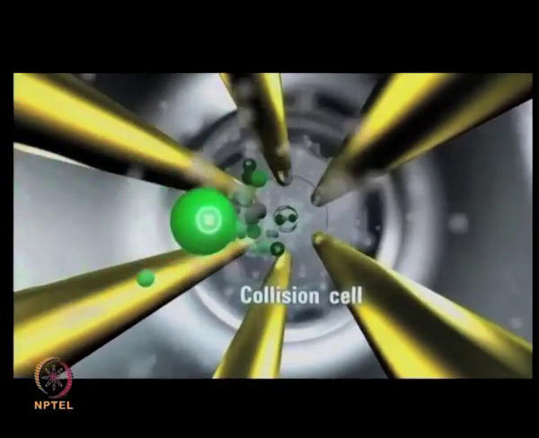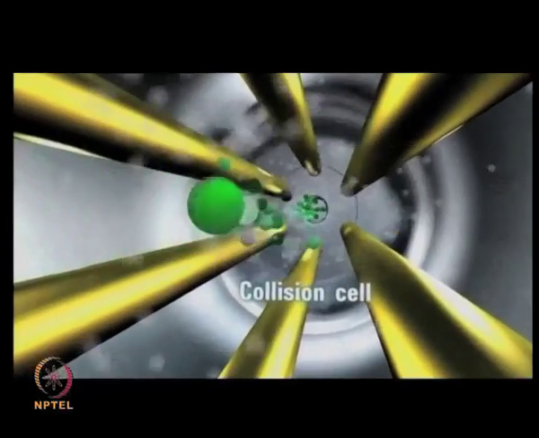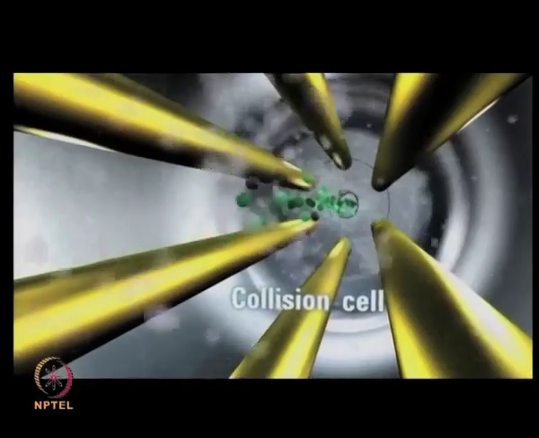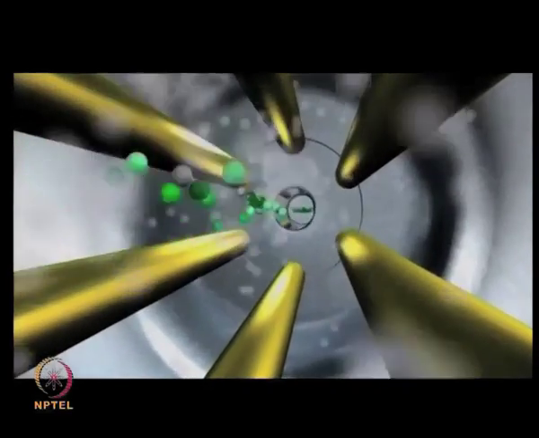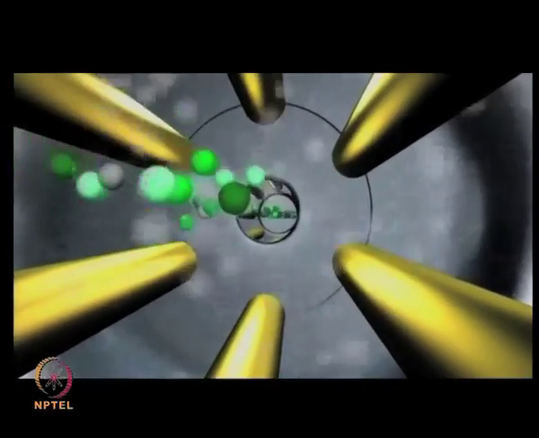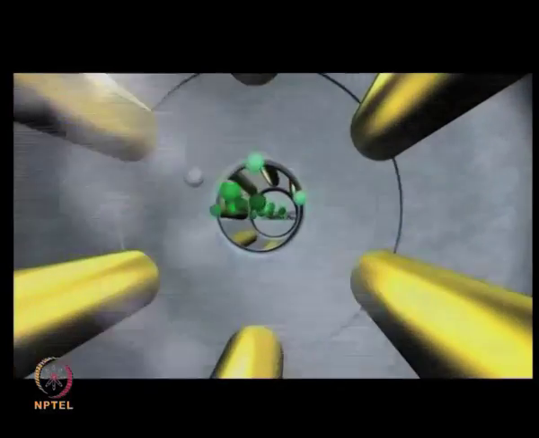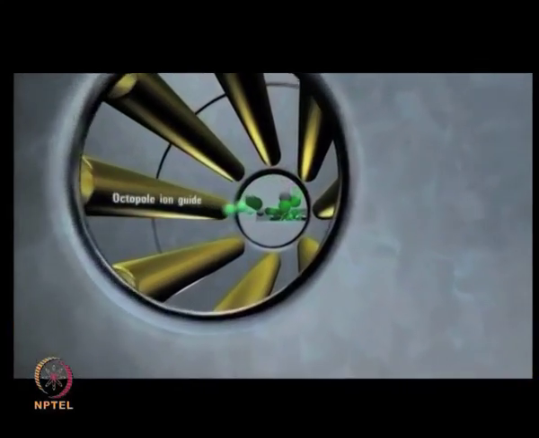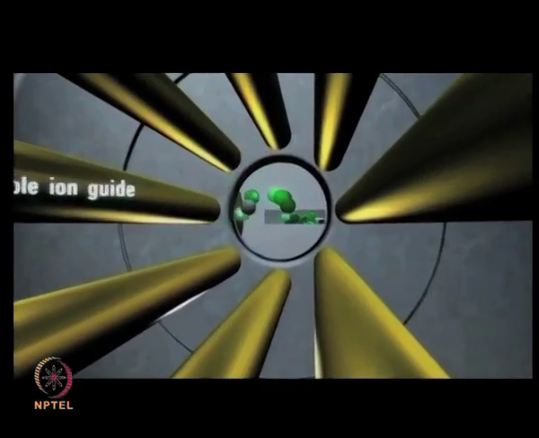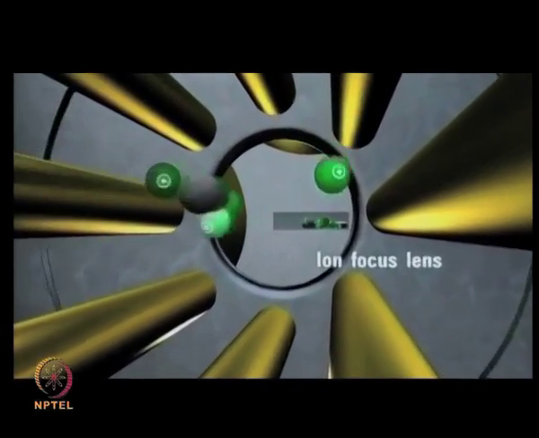In the hexapole collision cell, precursor ions strike collision gas molecules, generating product ions and neutral fragments. Linear axial acceleration and high collision gas pressure ensure that all ions exit the collision cell with nearly identical energy. This allows the same mass calibration factors to be applied to MS and MS-MS ions. The result is better than 5 ppm mass accuracy for MS-MS ions. Another octopole ion guide keeps the ions together while allowing excess collision gas to be pumped away.